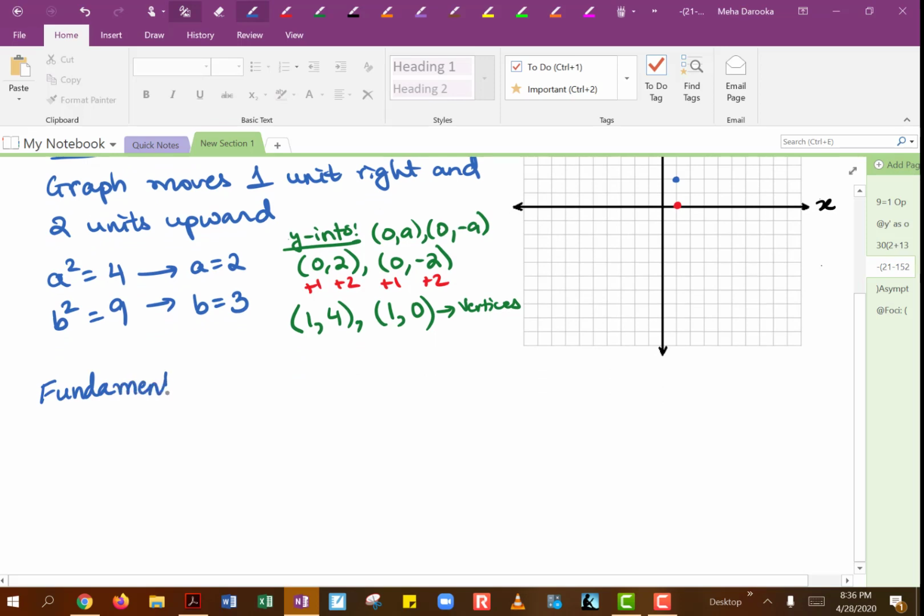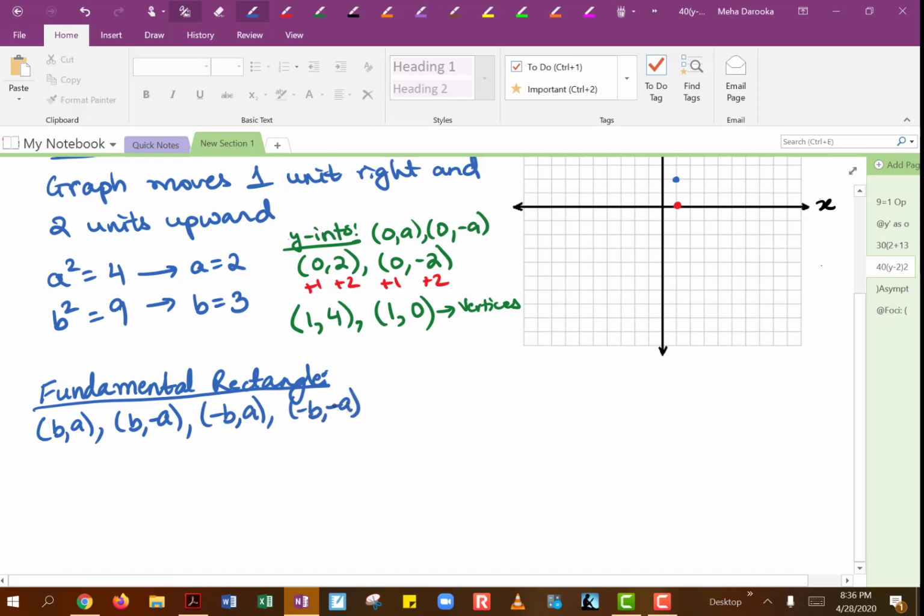Now, since this is a hyperbola that opens up and down, these will be (B, A), (B, negative A), (negative B, A), and (negative B, negative A). So B is 3, A is 2, so that would be (3, 2), (3, negative 2), (negative 3, 2), and (negative 3, negative 2), right? So those become the vertices for the original hyperbola, which was centered at (0, 0).